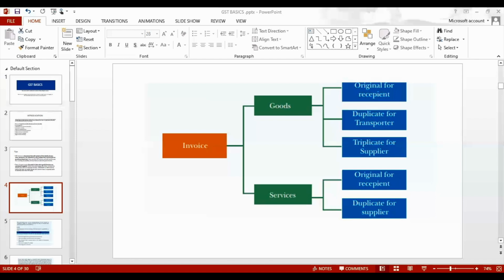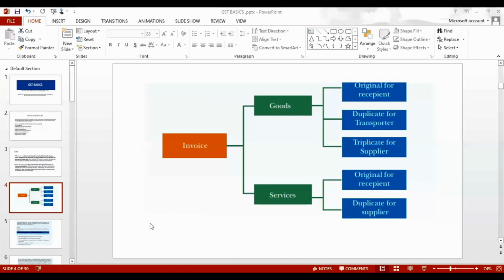Next method, service based. In service based, I don't have goods. That's why I take two bills only. One is for me for auditing purposes and filing ITC returns. Another one is for giving to my supplier. So this is the basic concept of the goods and service bill-oriented method.